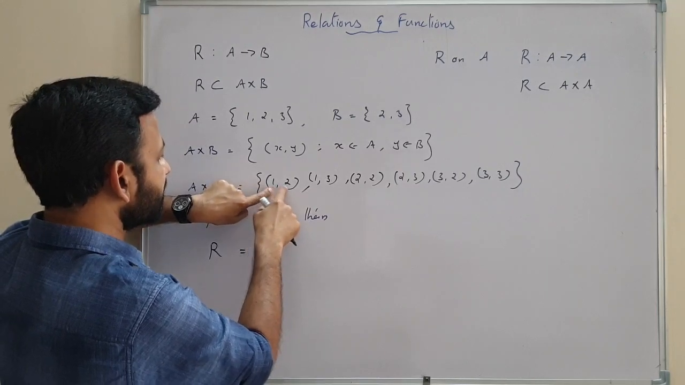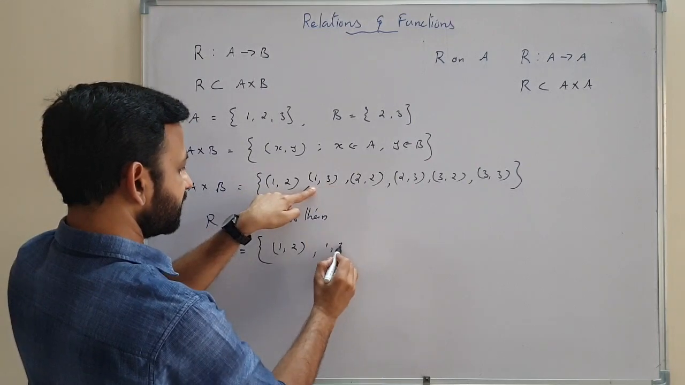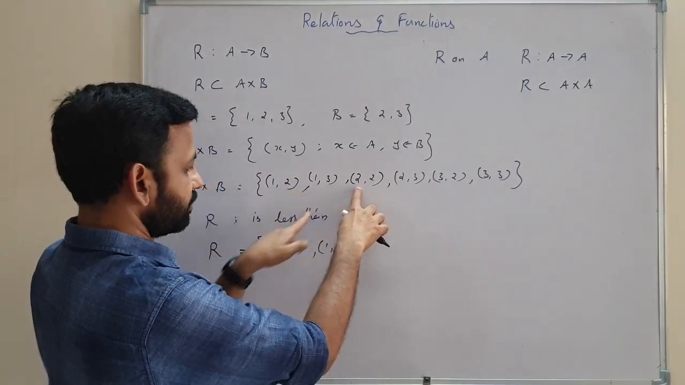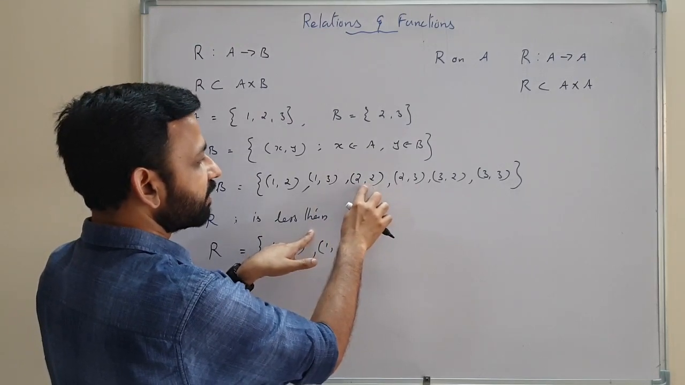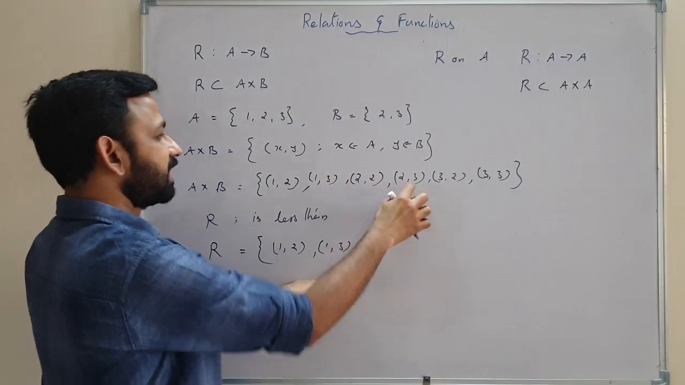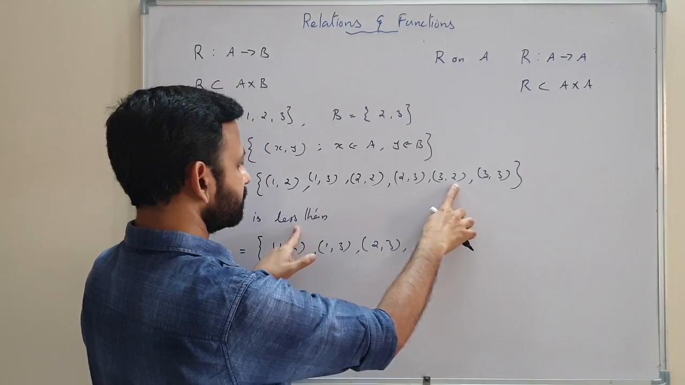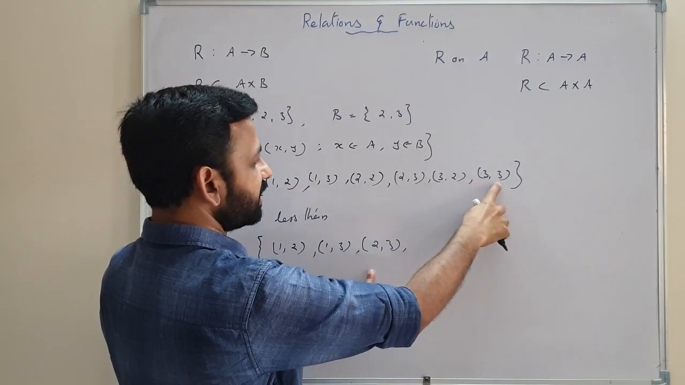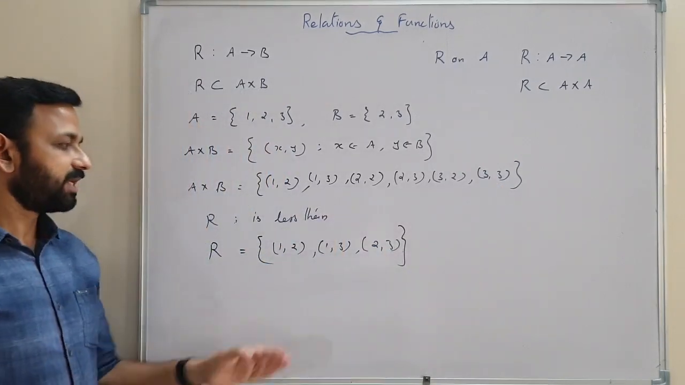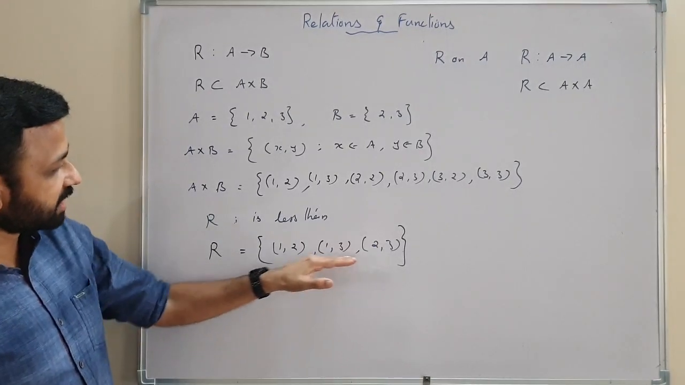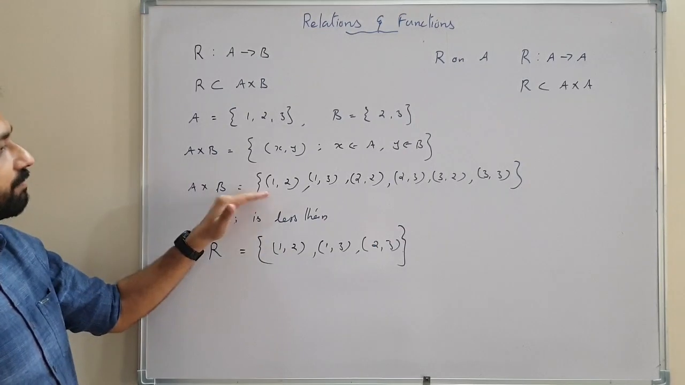So (1, 2) is satisfying, 1 is less than 2. So that is an element of this R. Then 1 less than 3, that is also an element. 2 less than 2 is not satisfying, since 2 equals 2, so this one cannot be an element here. 2 less than 3, that is satisfying. Then 3 is not less than 2, so this is not an element of that relation. 3 is not less than 3, not an element. So this is the relation. Here we have 3 elements, and all 3 elements are elements of A cross B. So we can say that R is a subset of A cross B.